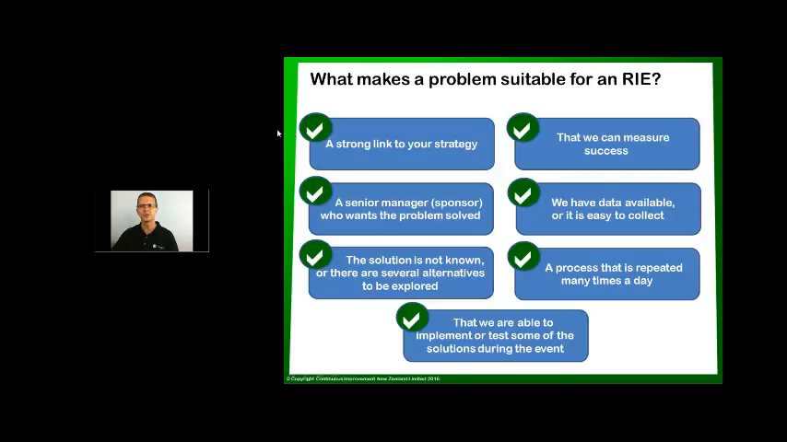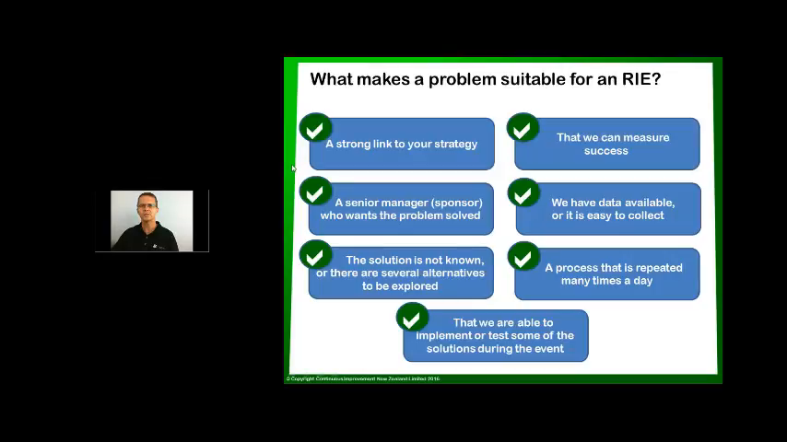Is there a senior manager who wants the problem solved? You need someone who's really passionate about the problem. And like I had last week, someone who's been banging their head against the wall for a good number of months or even years trying to solve this problem and just haven't been able to. Okay. Rapid improvement events work well on really tough problems.